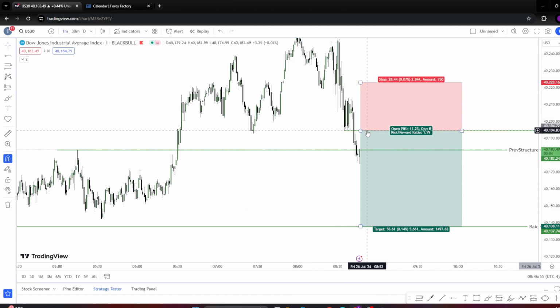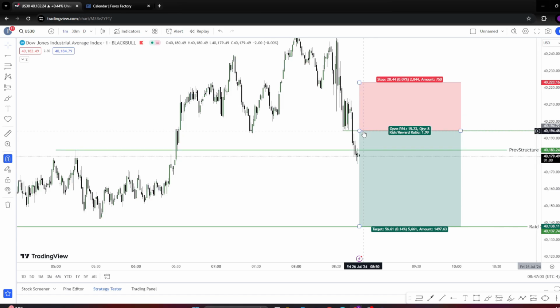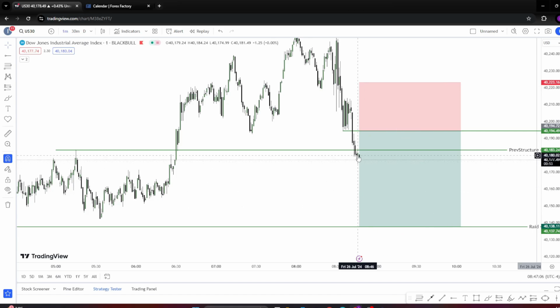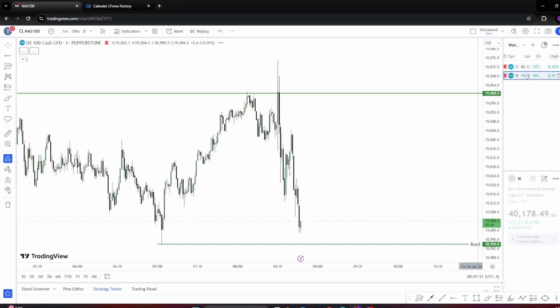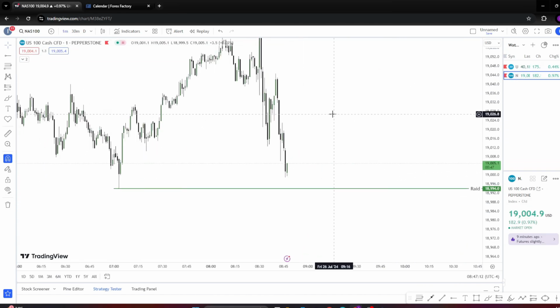If it does, then I will be filled and we'll be looking to manage the trade hopefully in our favor. If the market does extend well beyond the range, then I will have to cancel my order, obviously. Now, while that is set, let's keep an eye on the NASDAQ and let's see what's gonna happen with that.